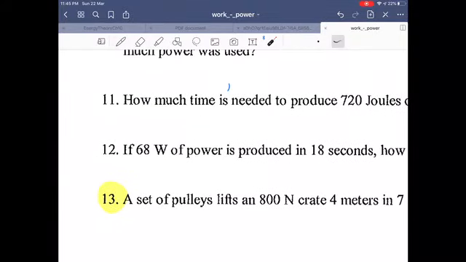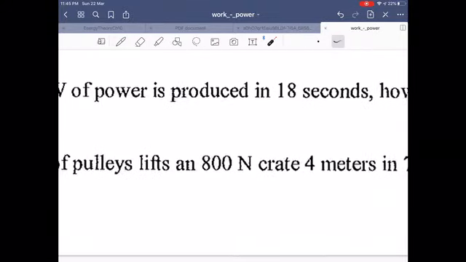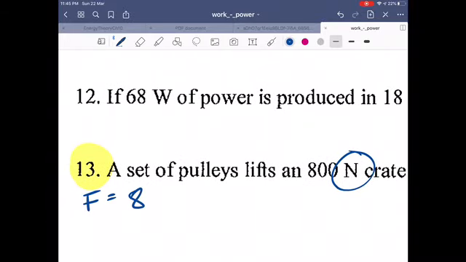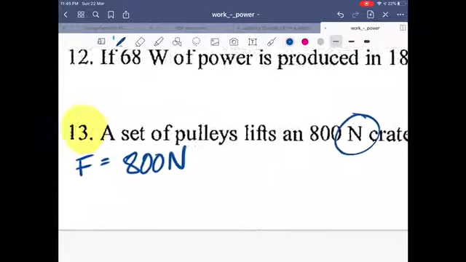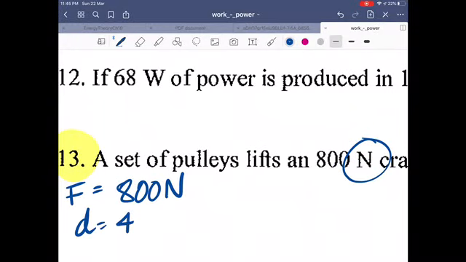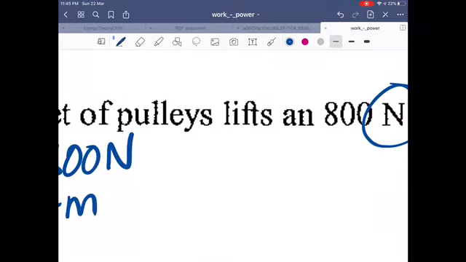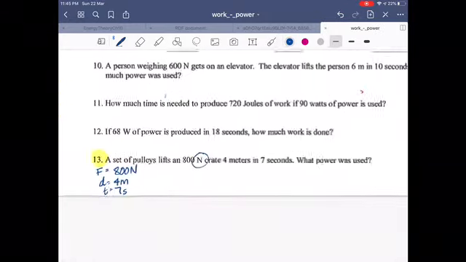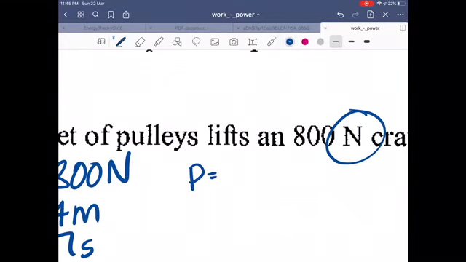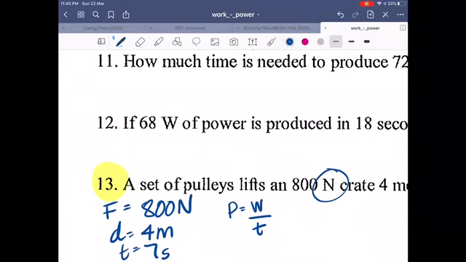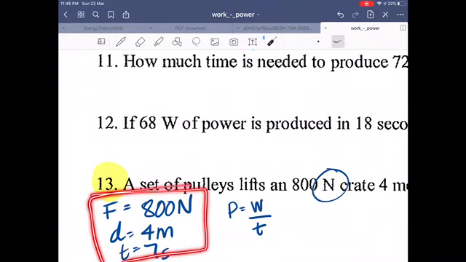So we have a set of pulleys lifts an 18 Newton crate. So if they're giving me newtons, it means I have a force. Force equals 800 newtons. Then we have a distance of 4 meters and a time of 7 seconds. We're searching for power. Power equals work divided by time, right?